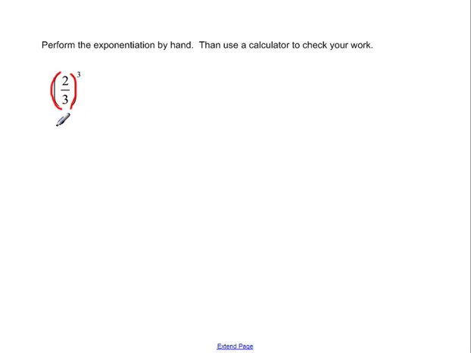So 2/3 to the third power means 2/3 times 2/3 times 2/3. That's what that means.